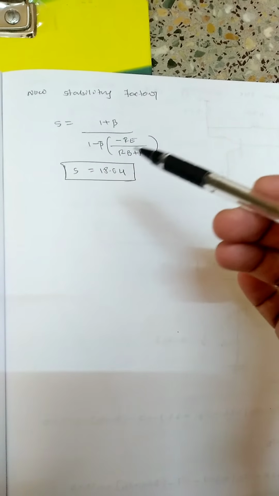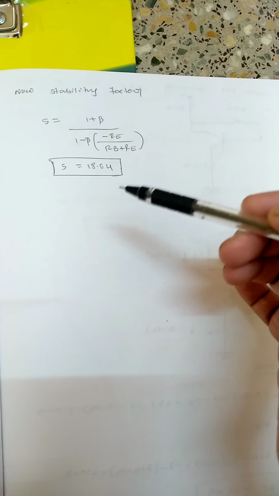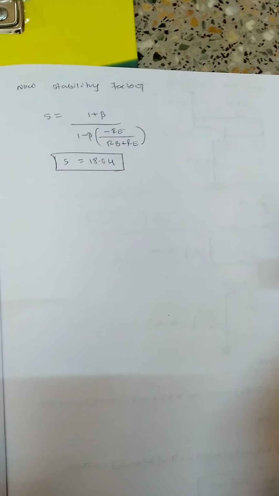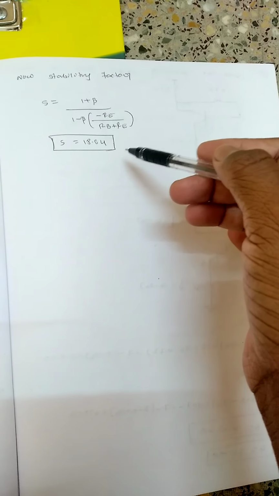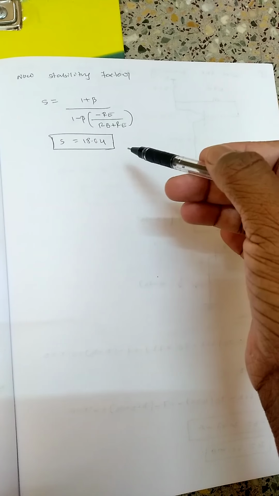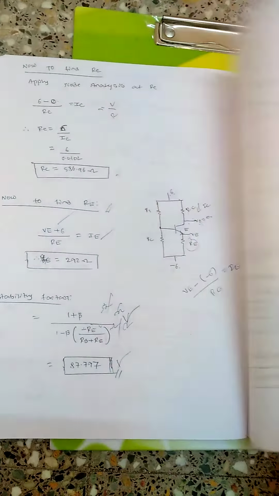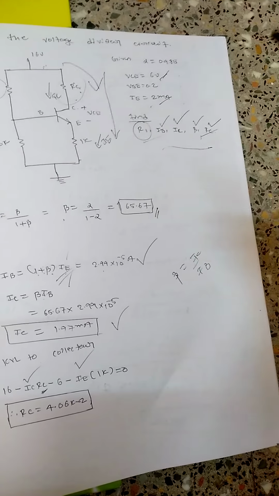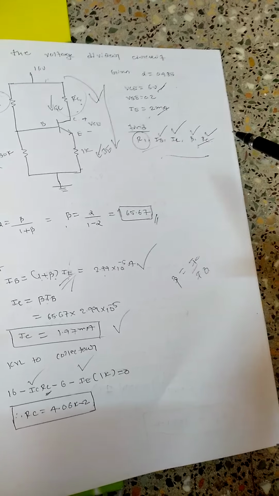Now the stability factor is given by S equal to 1 plus beta divided by 1 minus beta into RE divided by RB plus RE, which will be equal to 18.64. This doesn't have any unit, as we already know, so it is directly calculated as 18.64. This is how we can follow the problem when they ask to find R1, IB, IC, and beta, RC values.